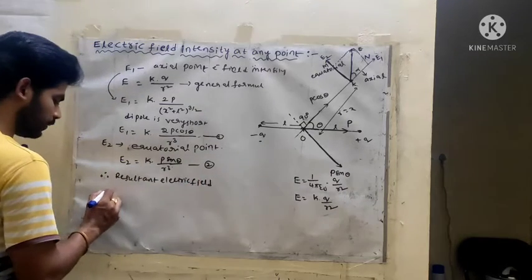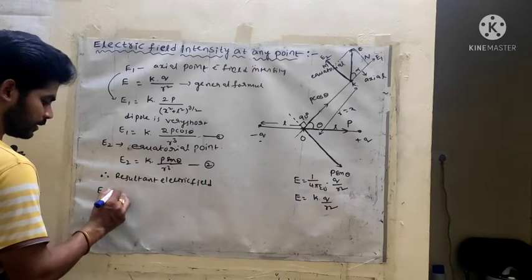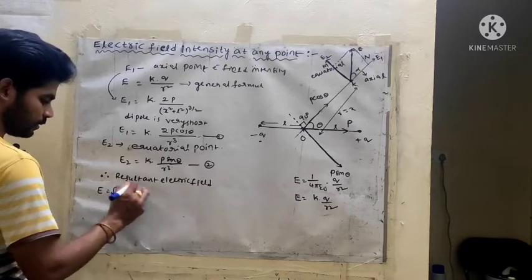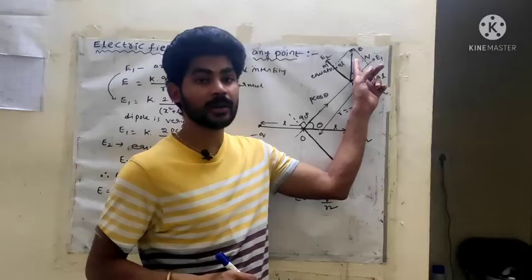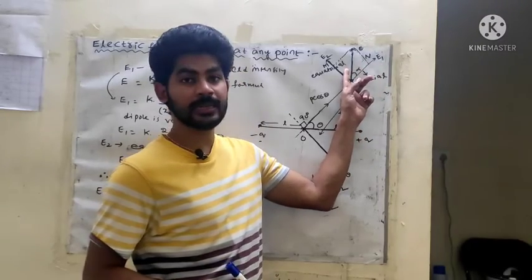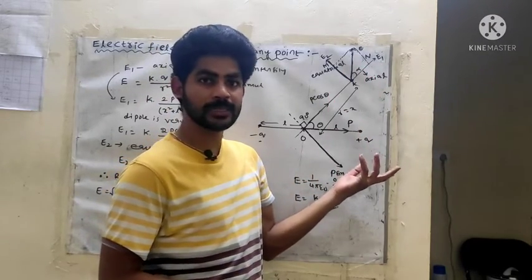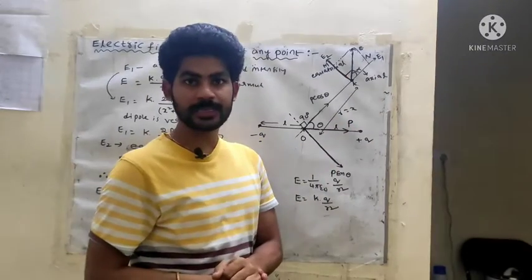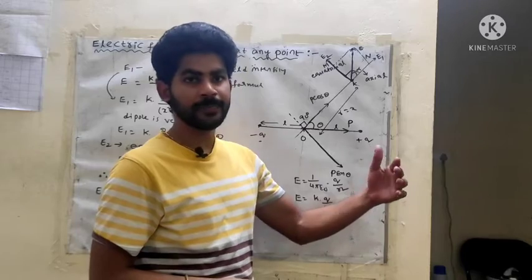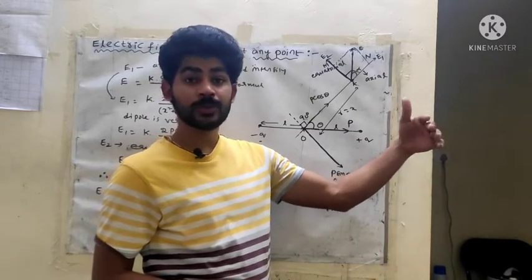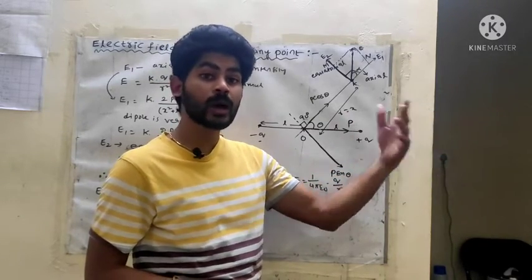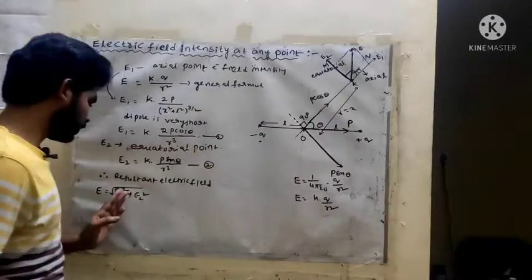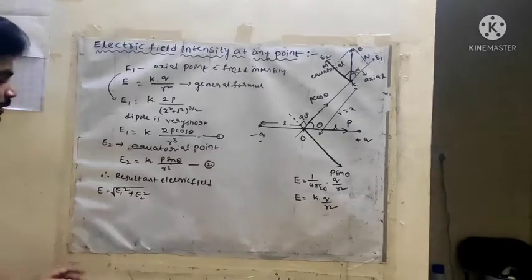Okay, the resultant electric field intensity E. According to the parallelogram law, this is the resultant line, and this is the resultant formula. Because both fields are at right angles, cos theta is cos 90, which is 0. E is equal to the square root of E1 square plus E2 square plus 2E1E2 cos theta. Theta is equal to 90, so cos theta is 0, and that 2E1E2 term vanishes. E is equal to the square root of E1 square plus E2 square.